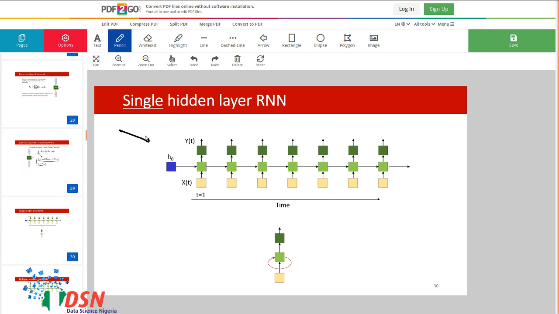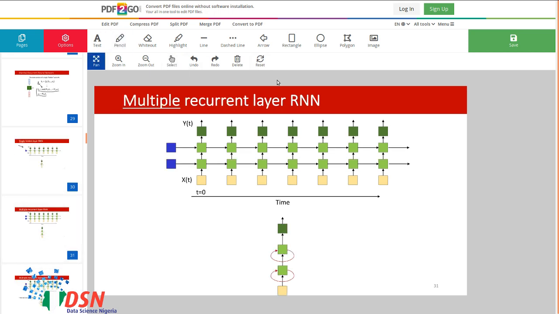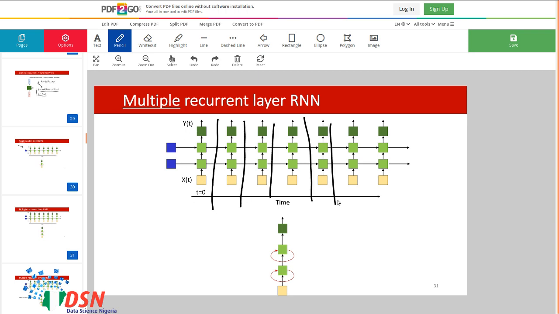So actually this is a single hidden layer RNN. So we now know how this works. But we also have multiple recurrent layer RNNs. In this case, we have two different hidden states. So a hidden state here could also create and affect another hidden state, and then that hidden state could create the output. So in this case we have two hidden states at each time step. These are different time steps.